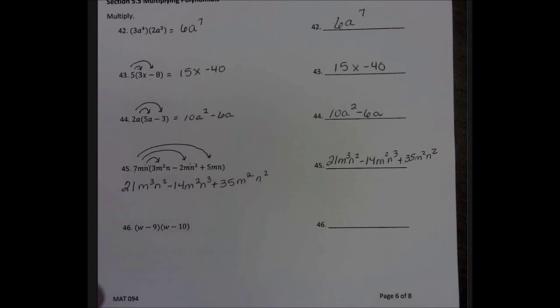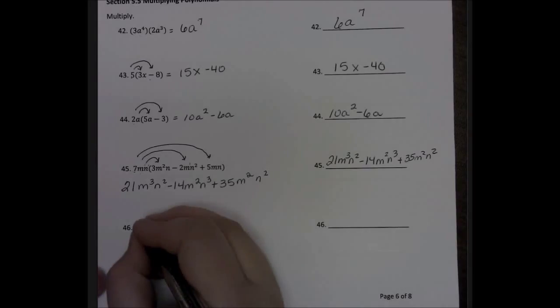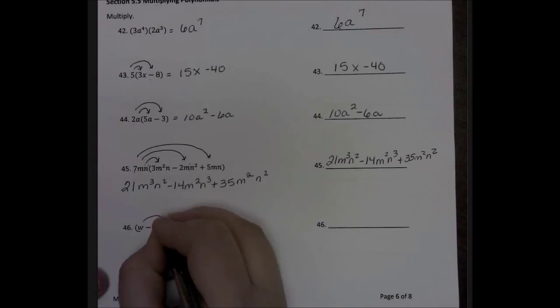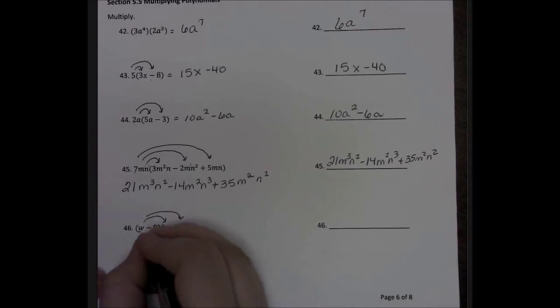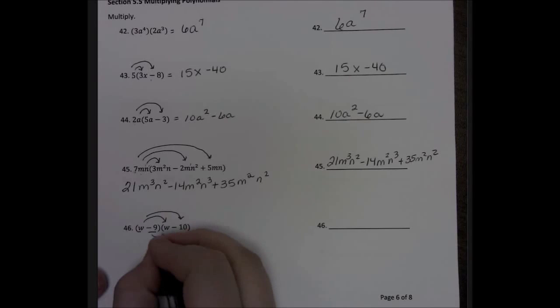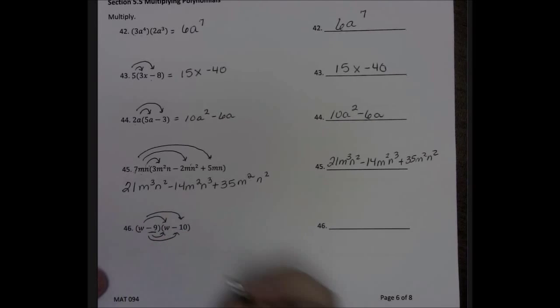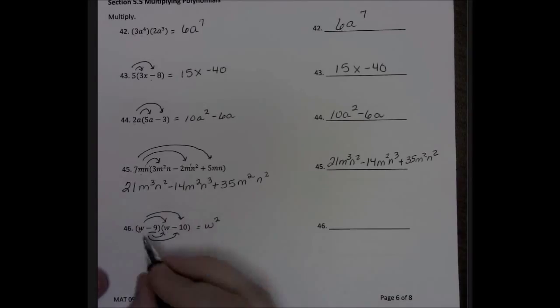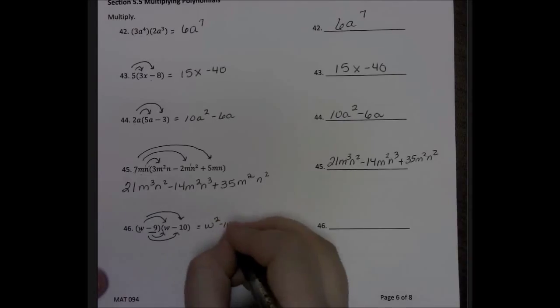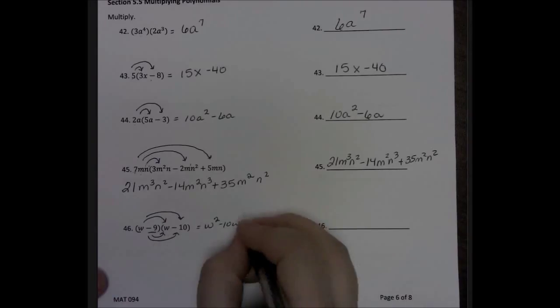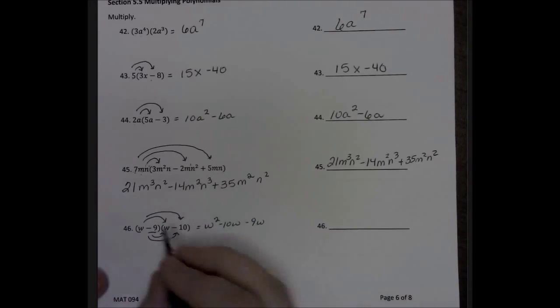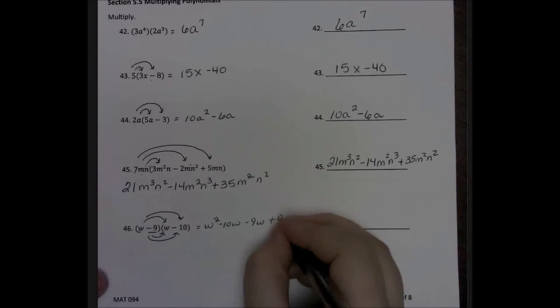Okay, now in 46, again, you might know this as the FOIL method, but I do not teach it that way. So you multiply this first term in that first set of parentheses times everything in your second set of parentheses. And then you multiply this second term by everything in that second set of parentheses. So W times W is W squared. W times negative 10 is negative 10W. Negative 9 times W is negative 9W. Negative 9 times negative 10 is positive 90.